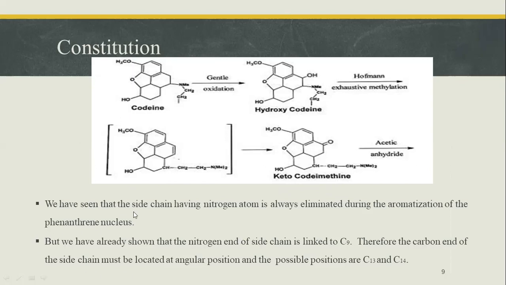So we have seen that the side chain containing nitrogen is always eliminated during the aromatization of the phenanthrene nucleus. But we have already shown that the nitrogen end of the side chain is linked to C9. That nitrogen is attached to the 9th carbon. Therefore, the carbon end of the side chain must be located at an angular position, and the possible positions are C13 and C14. So the nitrogen part of the heterocyclic ring is attached to C9. What about the carbon part? So where is this carbon attached to close the ring?